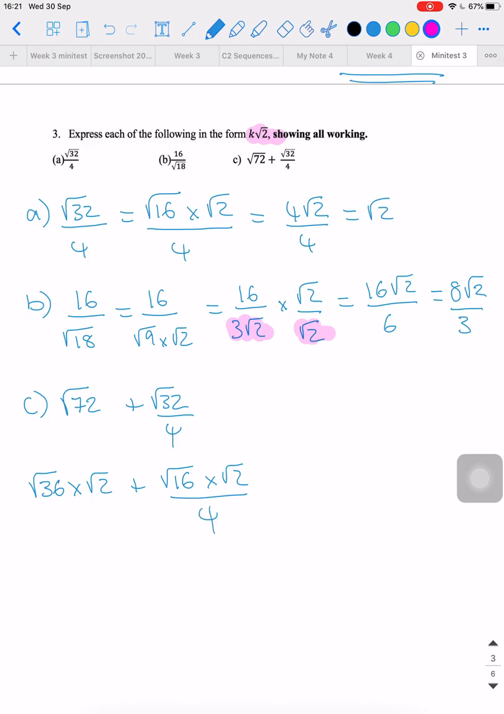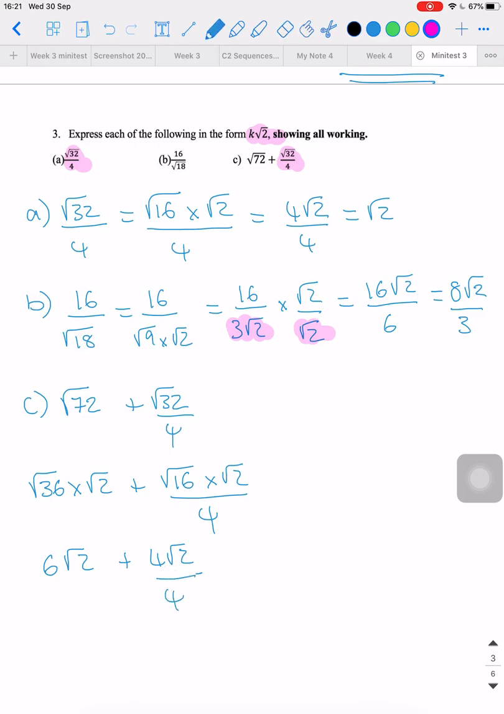Okay, and in fact, if you're a bit more observant than me, you might have realised that we've actually already simplified that one down in part A, but we'll do it again because I've started now. So root 36 is 6, so that is 6 root 2. Root 16 is 4, so that's 4 root 2 over 4.